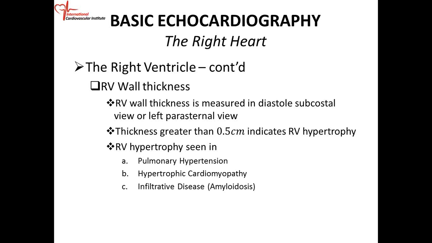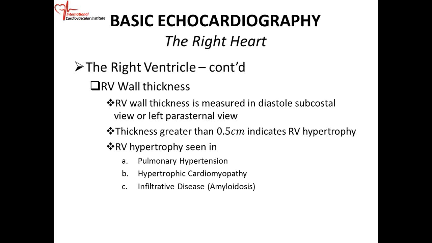Also, hypertrophic cardiomyopathy, there's a separate echo lecture on that as well. It's a condition where the heart muscle thickens. And it could be secondary to hypertension, aortic stenosis, or something like that, or it could be idiopathic. And we're going to discuss those in a separate lecture.